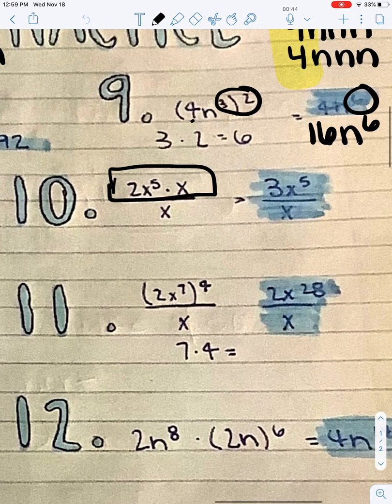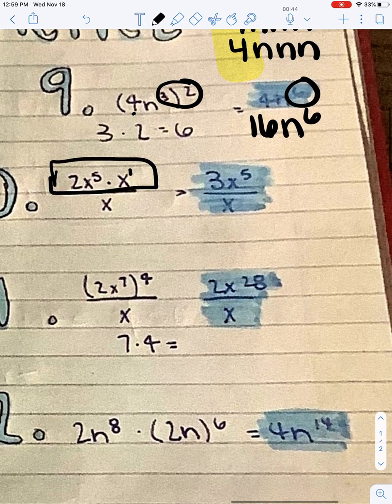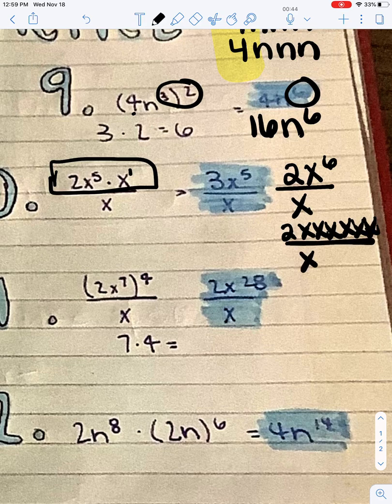So this x just has a 1 on it because there's just 1. So we multiply 2 times 1, that gives us 2. And then when we add our exponents, 5 plus 1 is 6. And now we're back to the quotient rule. So 2x to the 6th, divided by x. We subtract 6 minus 1, and we're left with 2x to the 5th power as our answer.